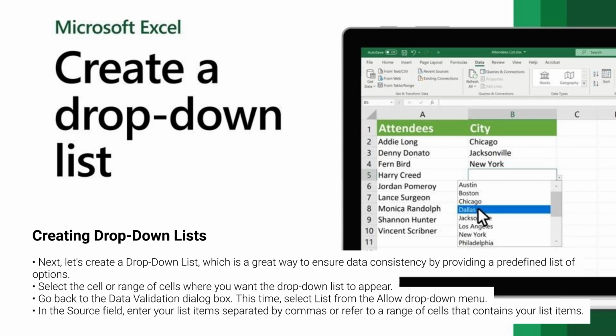Next, let's create a drop-down list, which is a great way to ensure data consistency by providing a predefined list of options. Select the cell or range of cells where you want the drop-down list to appear. Go back to the Data Validation dialog box. This time, select List from the Allow drop-down menu.